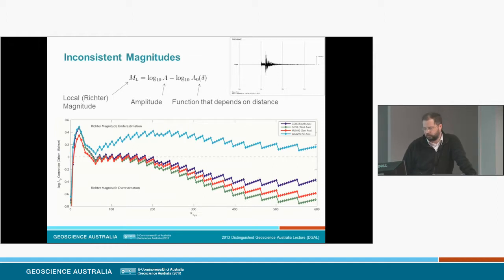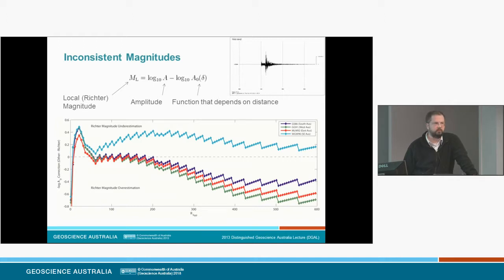For the red, blue and green curves, at around 100 kilometres, all these different formulas give you about the same value. But if your station's 500 kilometres away, they differ by up to half a magnitude unit, and this is because the models which are underlying this are different. There's different amounts of attenuation in different parts of Australia. And if you don't know which function was used, you can't really compare them. It's an apples to oranges comparison.